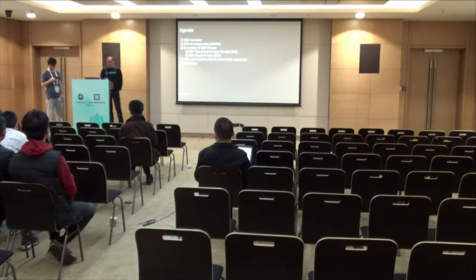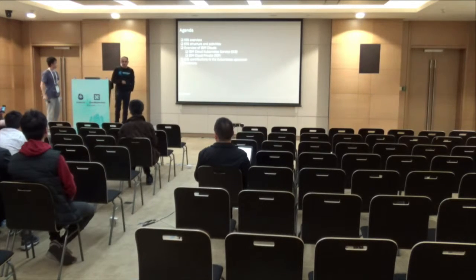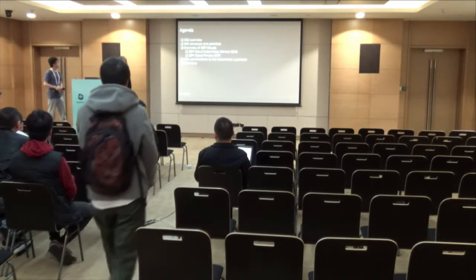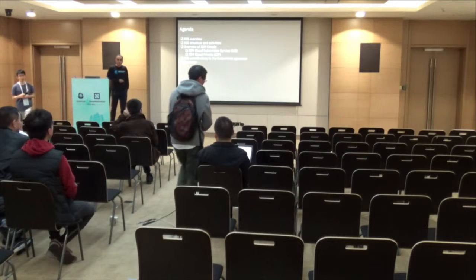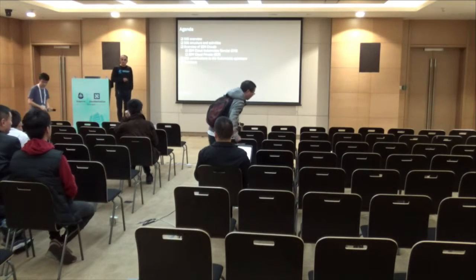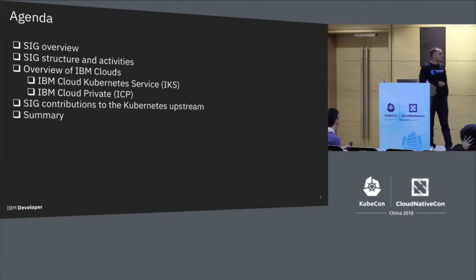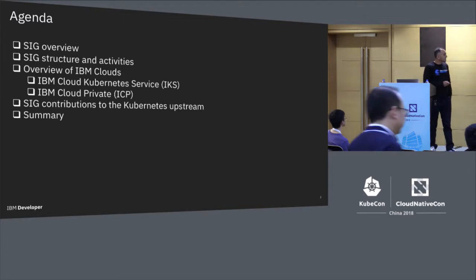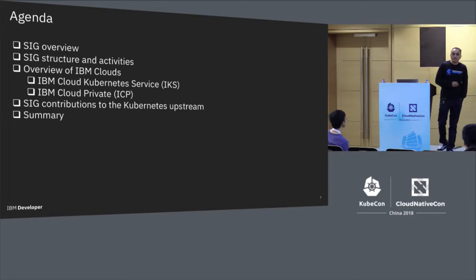All right, so for today's talk, we will provide an overview of this SIG called IBM Cloud SIG. We'll then talk about the structure of the SIG, a little bit about the activities we do, and then we will give an overview of the IBM clouds, the public clouds and private clouds. On the public side, we'll talk about IBM Cloud Kubernetes Service, IKS. Private side, we'll talk about IBM Cloud Private.